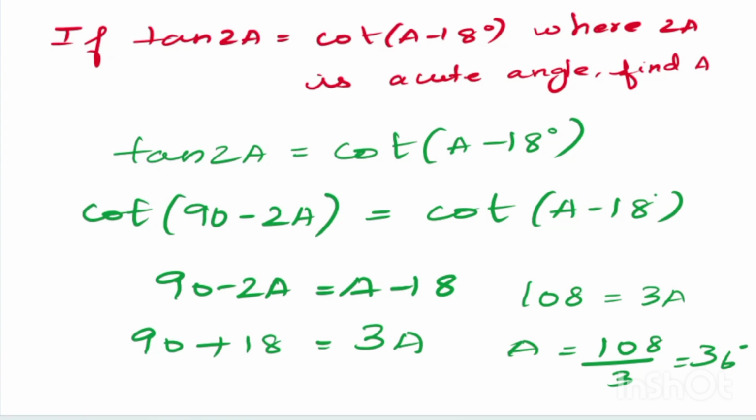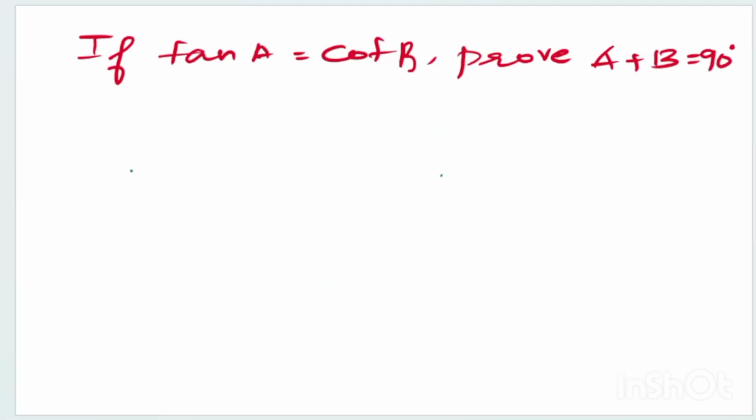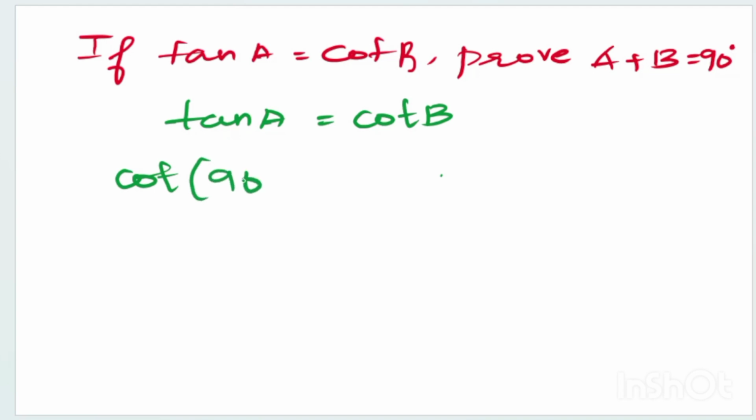So let's go to the next question. That is the fourth question. What is given here in the question? It's given that if tan A is equal to cot B, prove A plus B is equal to 90 degree. So tan A is equal to cot B. Okay. How can we write tan theta? We can write it as cot 90 minus theta, right? So cot 90 minus, what is the theta here? It's A is equal to cot B.